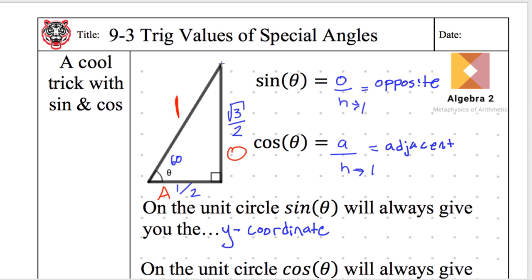That means if I'm looking at this point right here, this point has the coordinate pair. What is it again, Rochelle? 1 over 2 and square root of 3 over 2. So that means that on the unit circle, sine of theta would be square root of 3 over 2. Exactly. So when I'm asking for sine, it's this, and when I'm looking for cosine, it's going to be the other one. It's going to be this 1/2. So let's go ahead and fill that in down here.